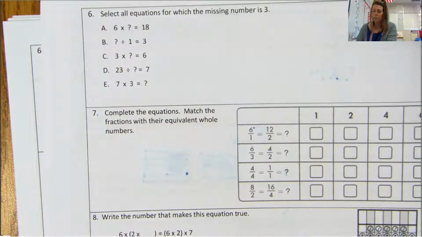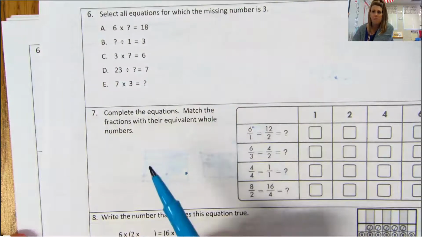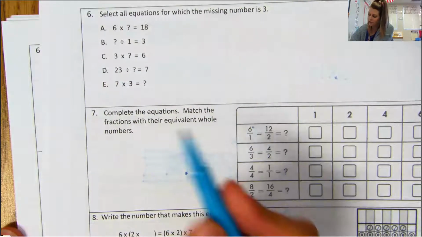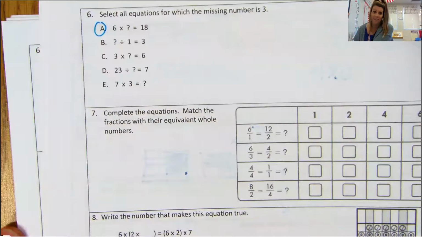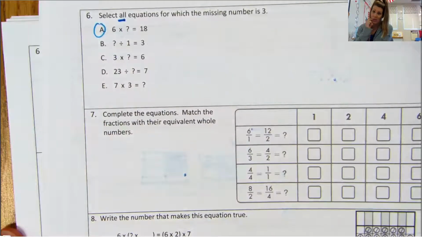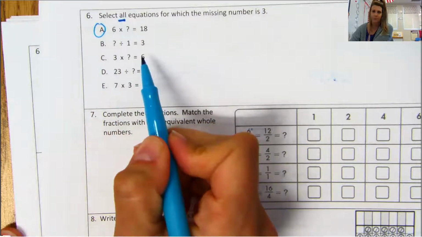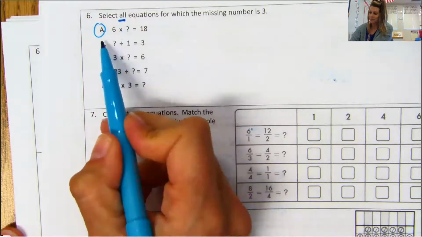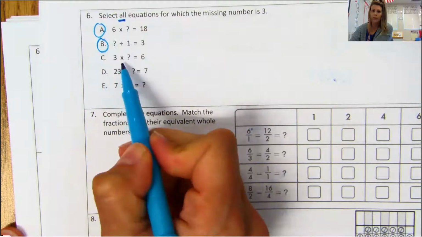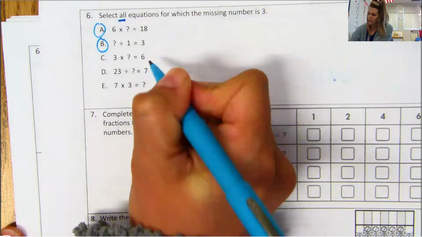All right, so if we plugged it in, is 6 times 3, 18? Yeah, you should have gotten A. Oh, and I forgot to tell you, did you notice, did you underline all? Kiss your brain if you did. All right, 3 divided by 1. Does that equal 3? Yes. 3 times 3, does that equal 6? No, that equals 9.